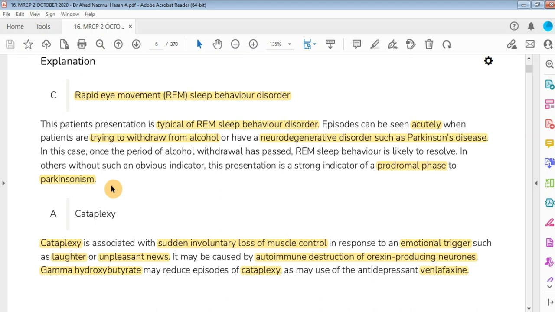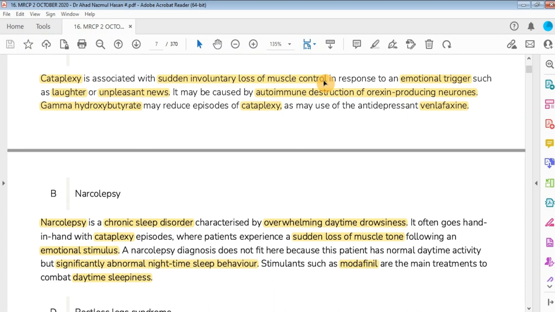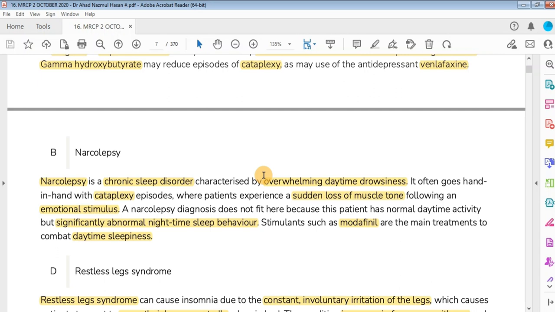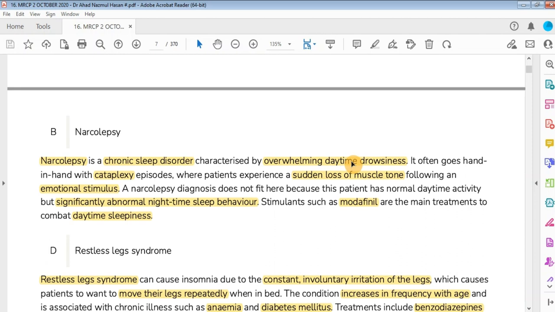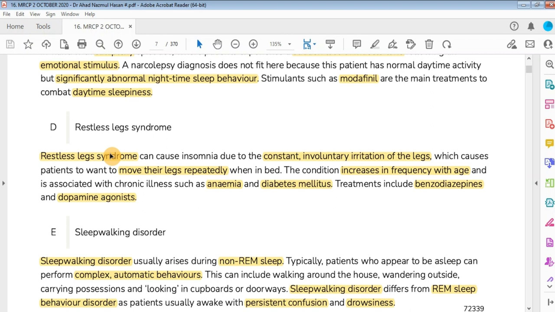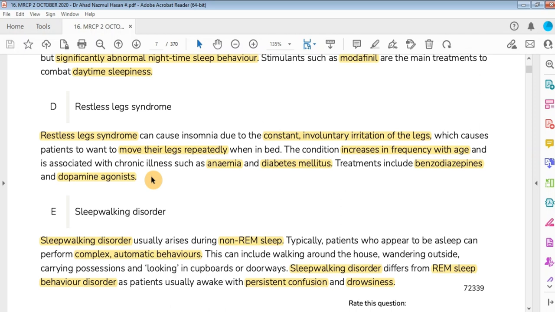And cataplexy. Cataplexy will have a sudden involuntary loss of muscle control following an emotional trigger, either laughter or unpleasant news. And this cataplexy may be treated with venlafaxine. And when cataplexy is associated with overwhelming daytime drowsiness with extreme fatigue or sudden loss of muscle tone, this indicates narcolepsy. Narcolepsy should be treated with modafinil. And restless leg syndrome should be treated with a dopamine agonist like ropinirole, apomorphine, cabergoline, or bromocriptine.